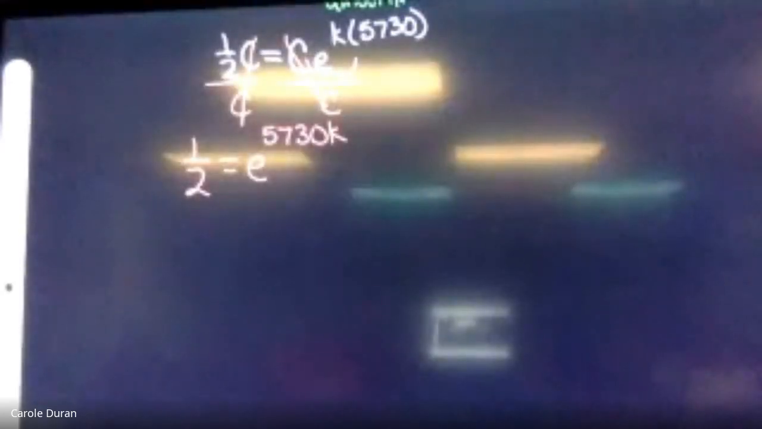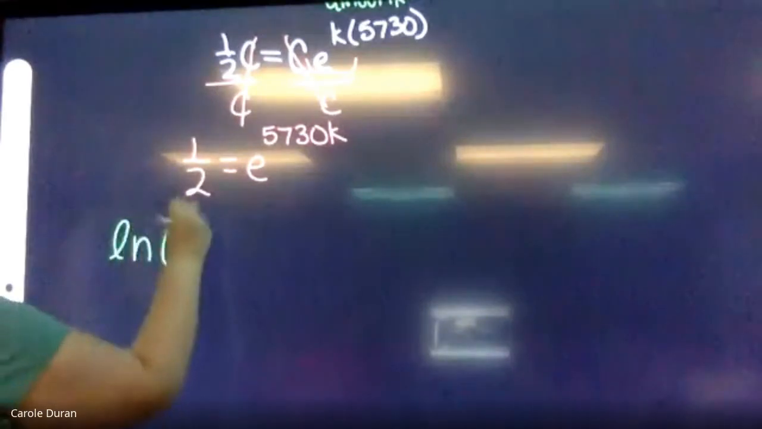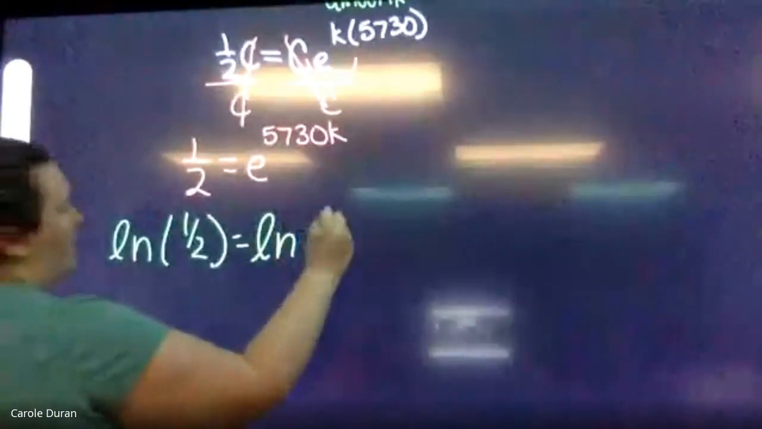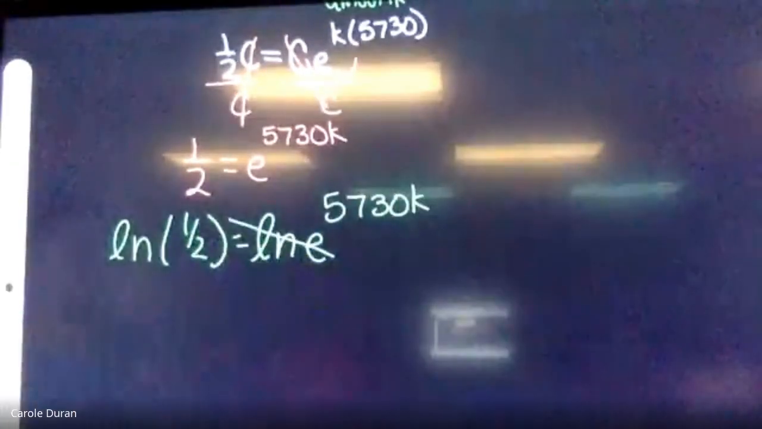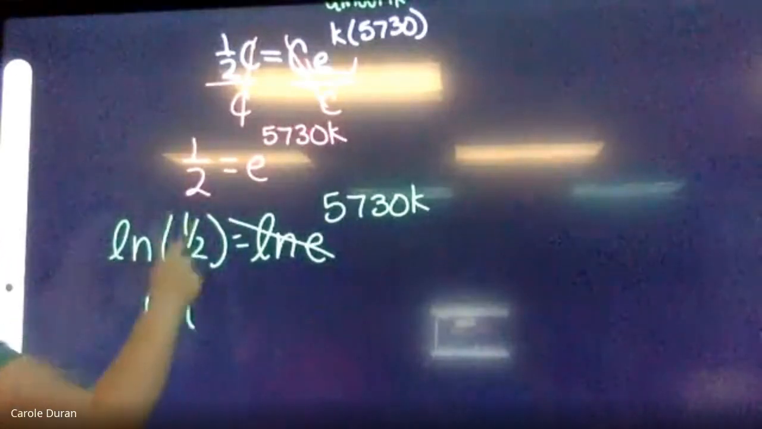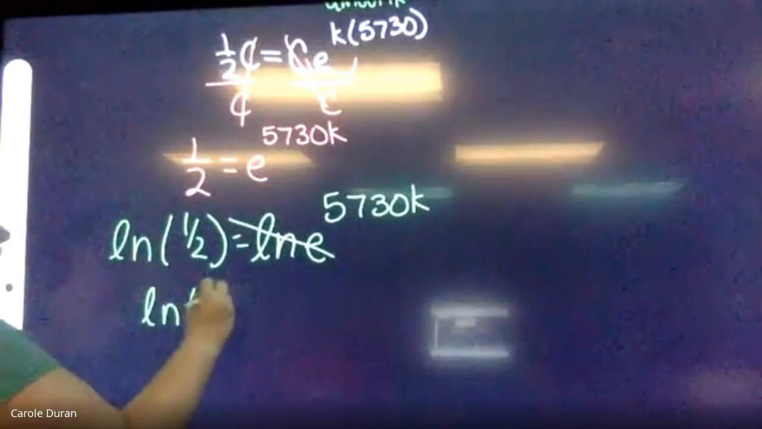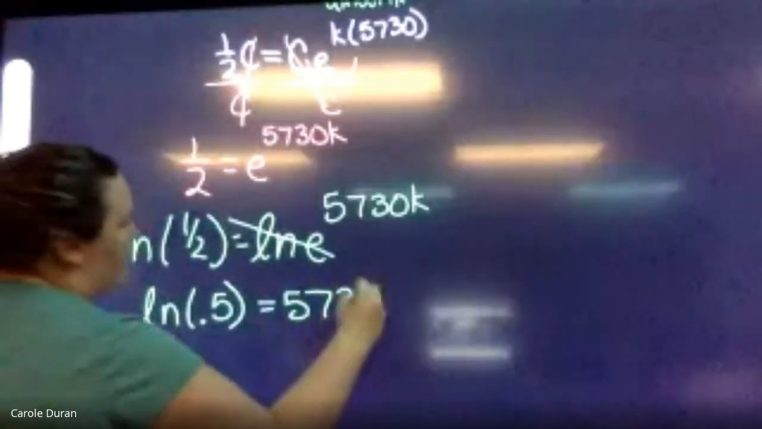My goal is to solve for K. So somehow I need to bring that 5,730 K down from the exponent to the main level. I know how to do that. We did it yesterday. Somehow I need to cancel out that e base. What's the only thing that does that? Natural log. So I'm going to take the natural log of both sides of this equal sign. So I'm going to have the natural log of 1/2 equals the natural log of e to the 5,730 K. On this side, natural log and e are going to cancel. I'm going to rewrite 1/2 as a decimal just so I don't get confused. And that's going to equal 5,730K.